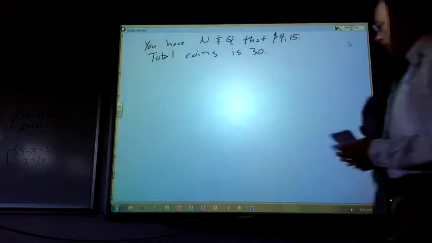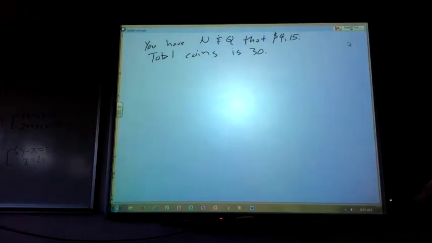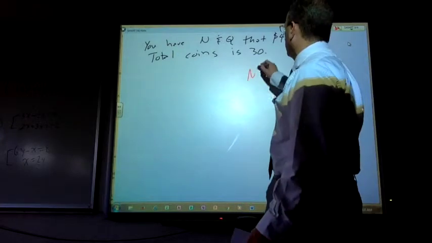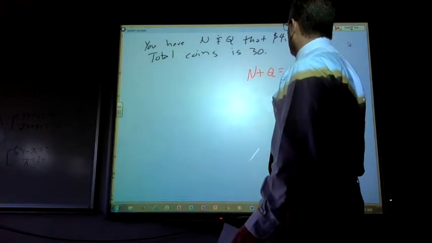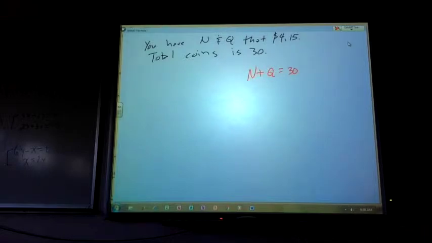Ashley, what would one of my equations be, do you think? N plus Q equals 30. So you reach in your pocket, you realize you have nickels and quarters, and then you count how many coins total you have. You're not looking for a value of money. You're looking, oh, I have 30 coins. Cool.